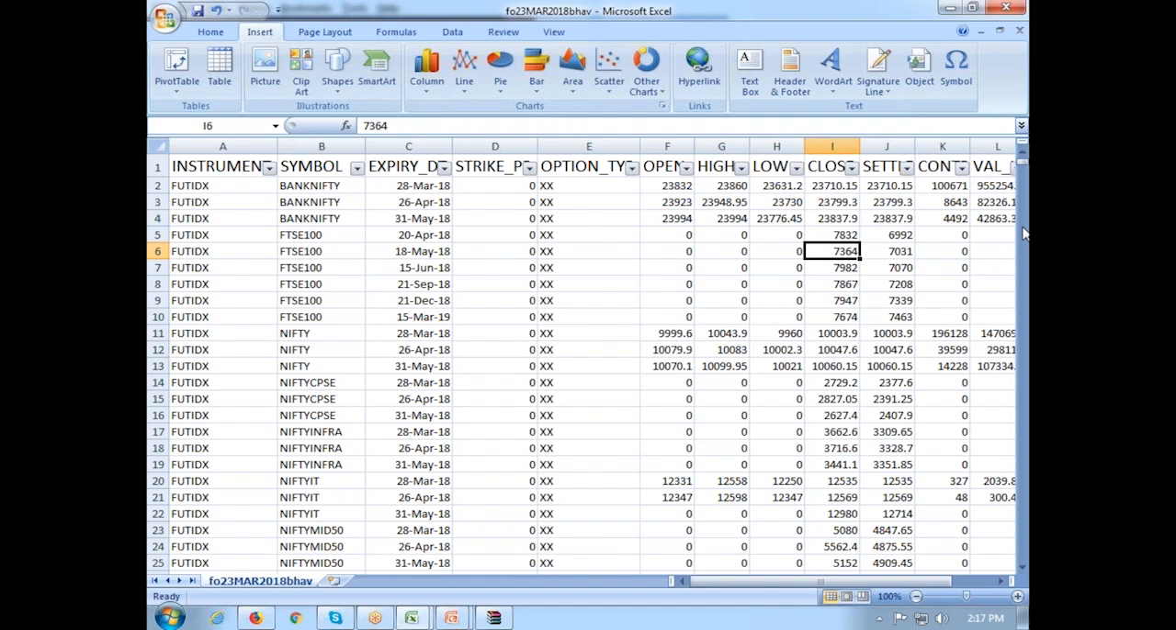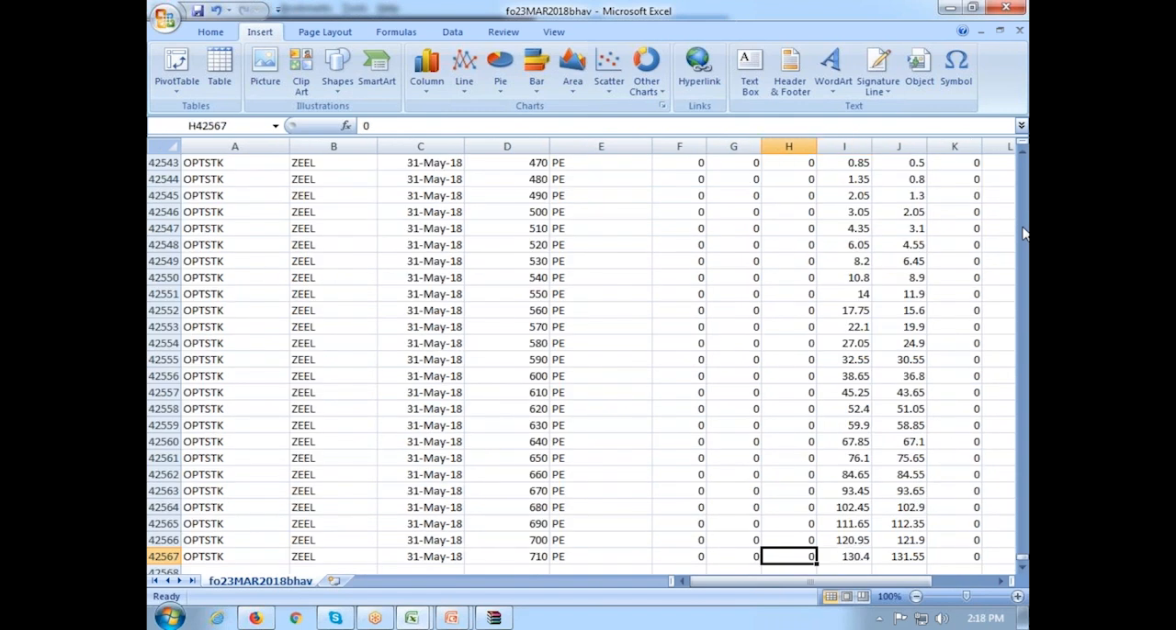So this is the data we are going to work with. This is end of day data. You get everything in this. There are 42,567 rows, so that's a lot of data. You need a little more skill. You need a few Excel skills to find something out of this data, find a pattern, or find whatever is needed to you from this data.